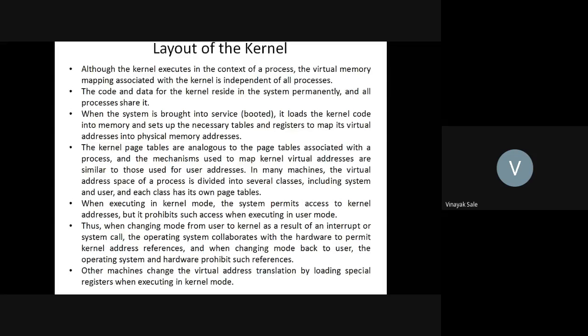Code and data for the kernel reside in the system permanently, and all processes share it. When the system is brought into service, it loads the kernel code into memory and sets up the necessary tables and registers to map its virtual addresses into physical memory addresses.